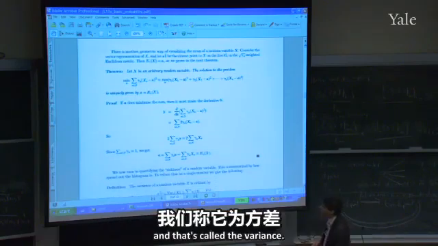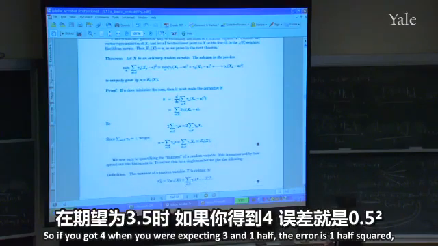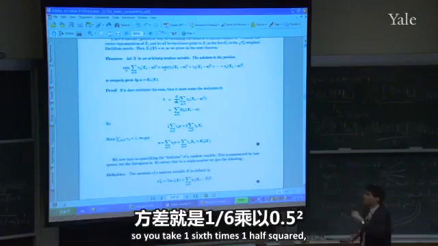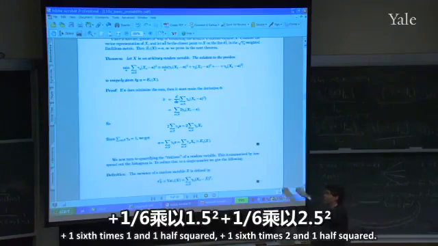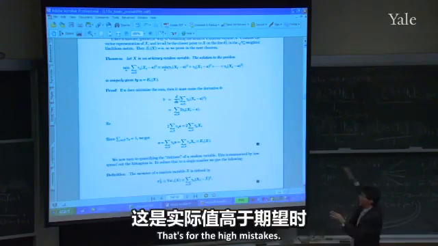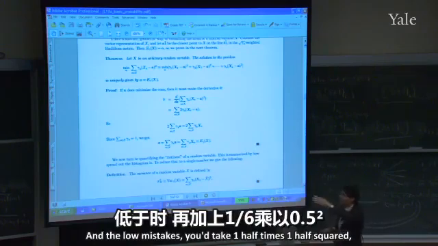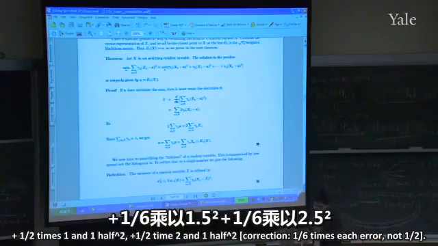And they take the average square of the distance. That's called the variance. Okay, so if you got 4 when you're expecting 3.5, the error is a half squared. So you take a 6th times a half squared plus a 6th times 1.5 squared plus a 6th times 2.5 squared. That's for the high mistakes. And for the low mistakes, you take a 6th times a half squared plus a 6th times 1.5 squared plus a 6th times 2.5 squared.